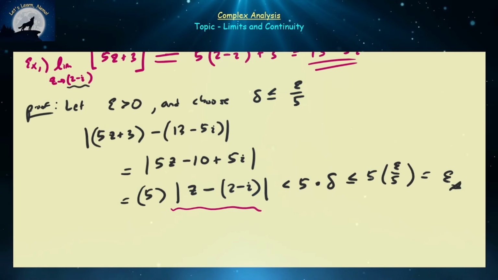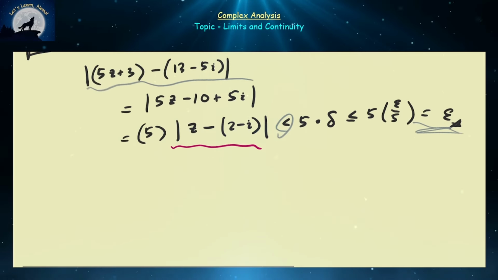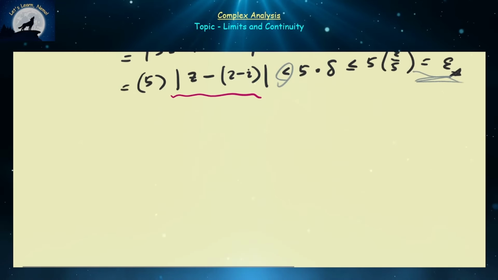So if we make our domain elements as close as we want as possible, then we will have as an outcome the distance between the range elements as close as we want. All right, so that we have that distance is less than epsilon, which completes the proof that the limit as z approaches 2 minus i of 5z plus 3 indeed is 13 minus 5i, which bolsters the idea that the properties of limits will still hold in the realm of complex variables.